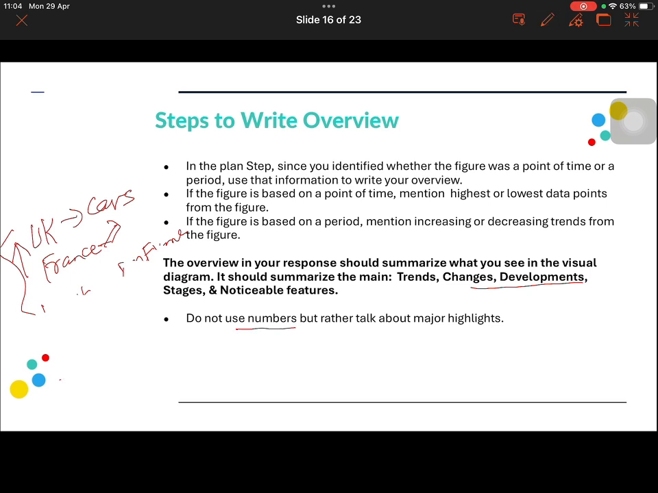numbers in your overview, right? So do not mention the data points. Now, if you're saying that the expenditure of UK is highest on cars, do not mention the amount of money that they are spending on cars. Do not say that the amount of UK is highest on cars at $400,000, while for France the expenditure on cars is around $350,000. So do not mention that information in your overview. It should just be a summary.